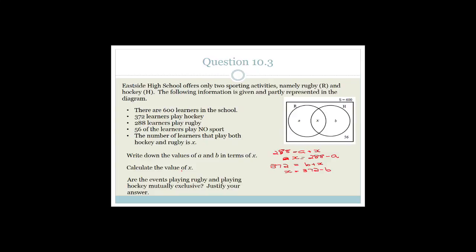And now it says calculate the value of X. So I'm actually going to rearrange this instead. It says write down the values of A and B in terms of X. I've actually written this the wrong way, I'm sorry. This should have been A is 288 minus X and B is 372 minus X. That makes much more sense, hey? So now it says calculate the value of X.